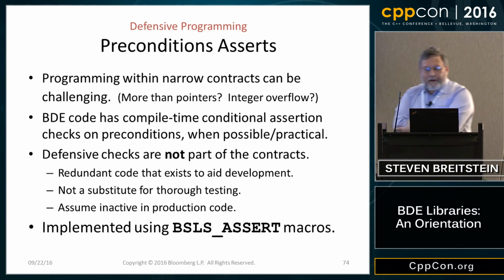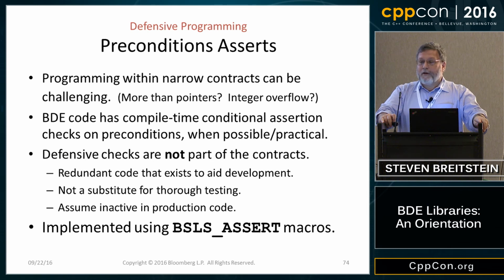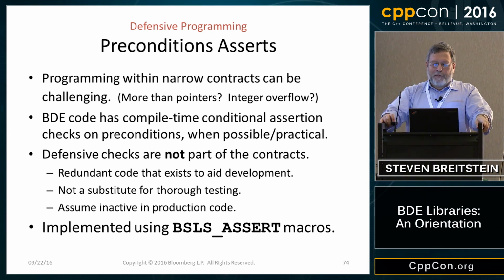Anyway, defensive programming within these contracts can be challenging, though one can argue whether that's more so than dealing with pointers or integer overflow and other things that we trust people to do. So BDE code has compile time conditional assertion checks built in when it is possible or practical. These are not part of the contract. This is just part of what we call quality of implementation details.